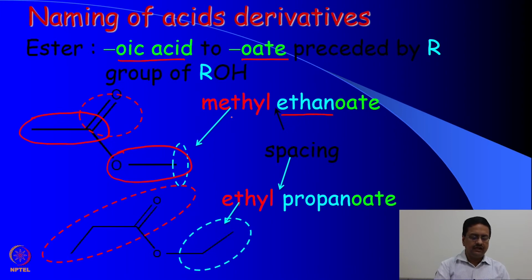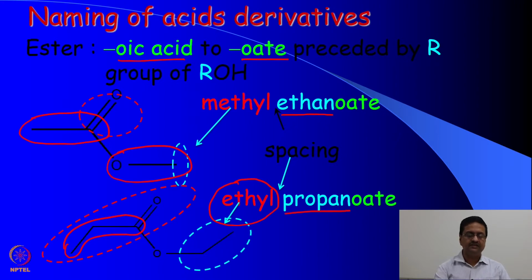Similarly, the next acid, which is shown here, has 3 carbon atoms. So, this one is originating from propanoic acid. When it is an ester, the name becomes propanoate, and this signifies the corresponding ester part which has come from an alcohol, which is ethyl alcohol. So, from ethyl alcohol it has been generated. So, we write it as ethyl propanoate.